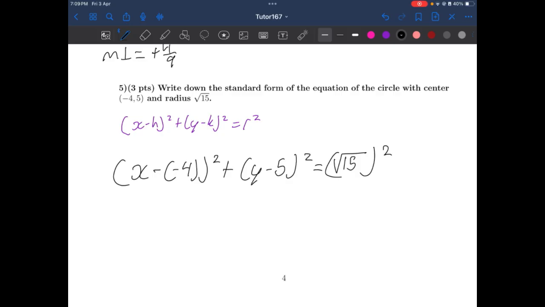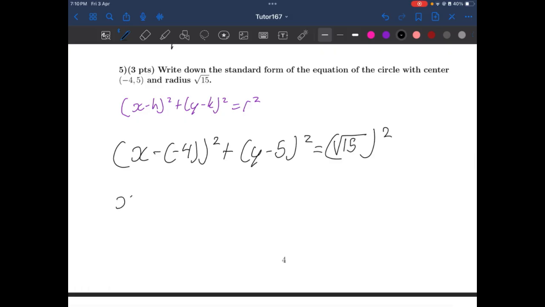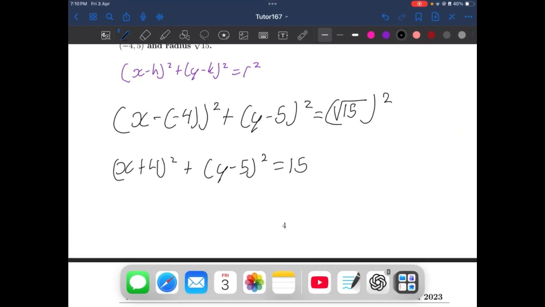That's squared, right? And now we could simplify it some more. So that would be (x plus 4) squared plus (y minus 5) squared is equal to positive 15. Because if you take the square root of 15 and multiply by the square root of 15, that's just 15. So this would be our final answer.